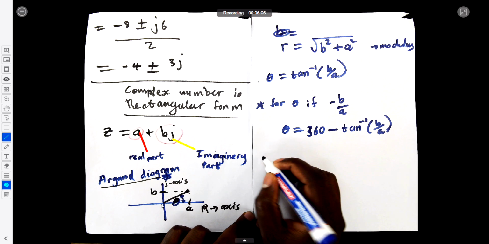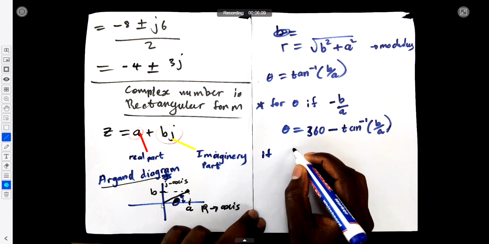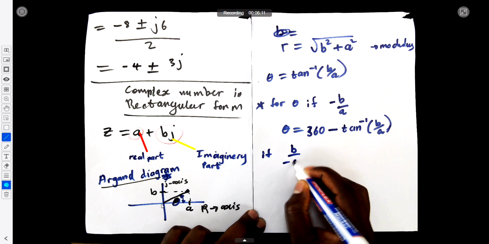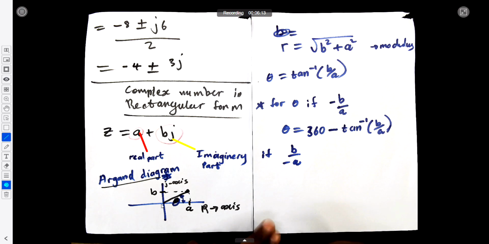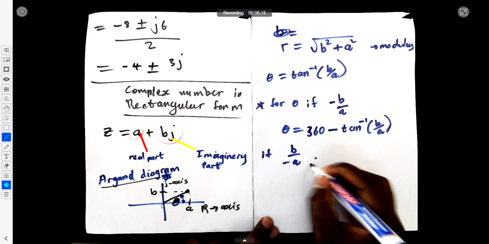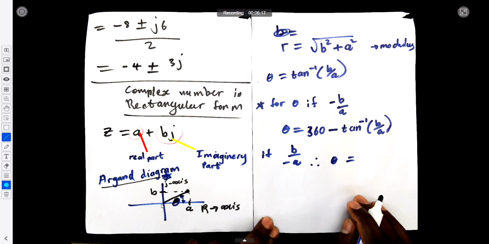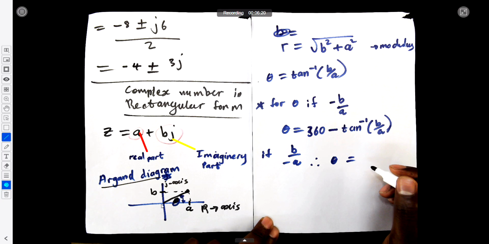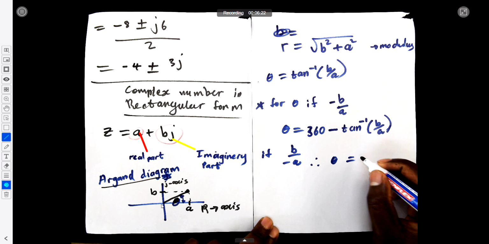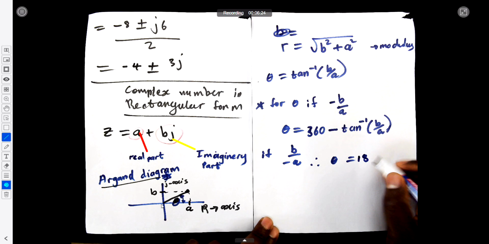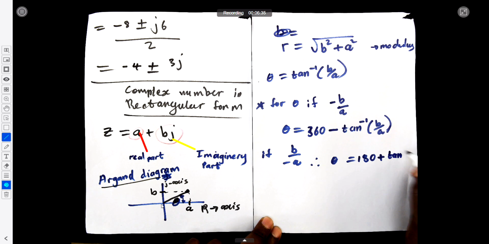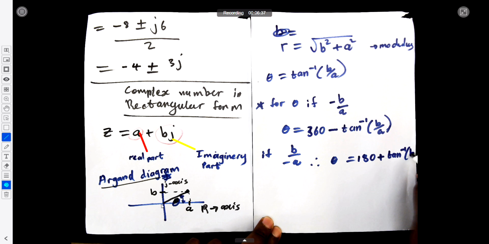If now it's a which is negative, say you have b over negative a, though the ratio is negative, the solution will be in the third quadrant, where theta will be 180 plus arctan b over a.